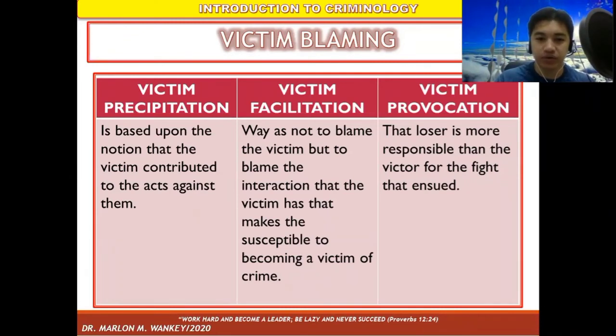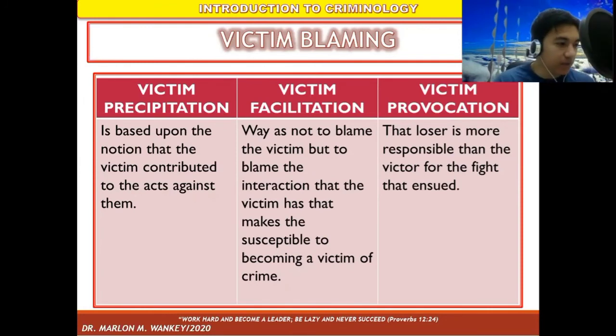Victim facilitation is because of the lack of security precautions. Okay? You went to the crowded area where it is prone to robbery, but you proceeded. You even did not take precautions. So, ibig sabihin, tinulungan mo yung mga magnanakaw na mabiktima ka. That is a victim facilitation.